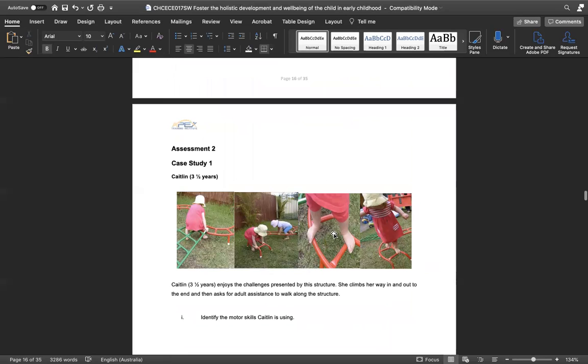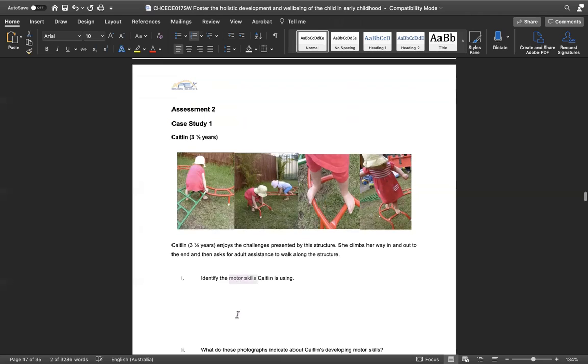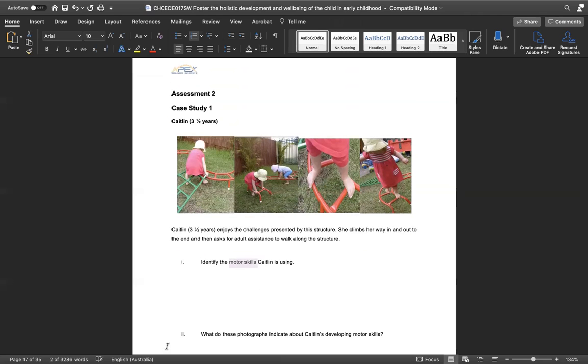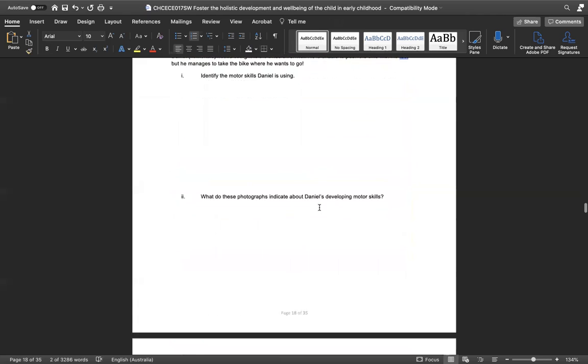Now, again, this information's all in your textbook. Now, you're meant to look at the pictures, okay? Now, if you really research and read your textbook and all the information, you'll have a strong understanding of what motor skills are and what motor skills she's using in this picture. So you should be able to probably answer this yourself as well, by the way. Same with all of these case studies here.